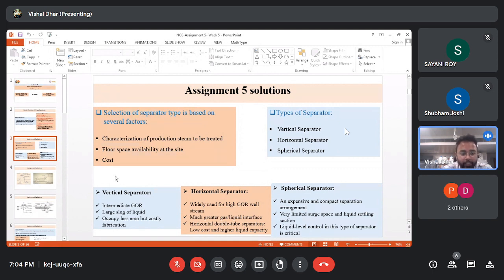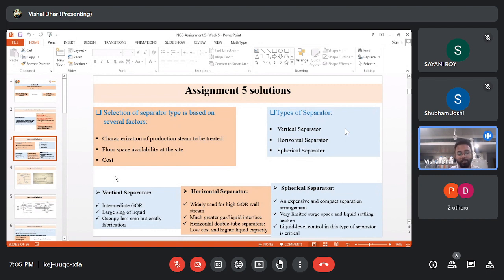Vertical separator: the main features are that it is used for fluid streams having intermediate GOR, that is gas oil ratio, and for large slugs of liquid, and it occupies less area, but the fabrication is a little costly. Next is the horizontal separator. It is widely used for wells having high GOR. It has a much greater gas liquid interface; the interface for gas liquid separation is much larger.